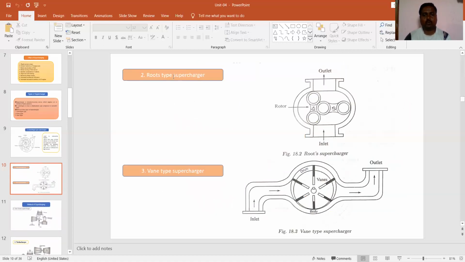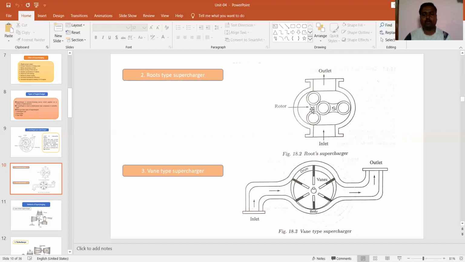Second one is the roots type supercharger. This roots type supercharger consists of two rotors. These two rotors of the same size are mounted on two shafts.